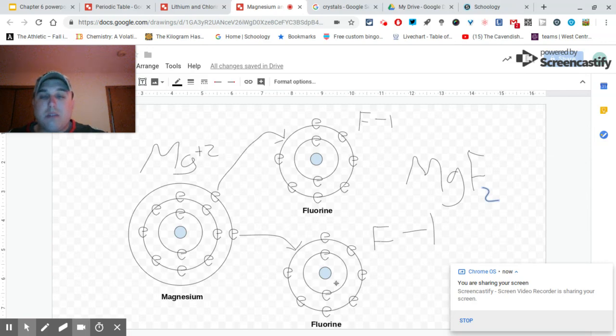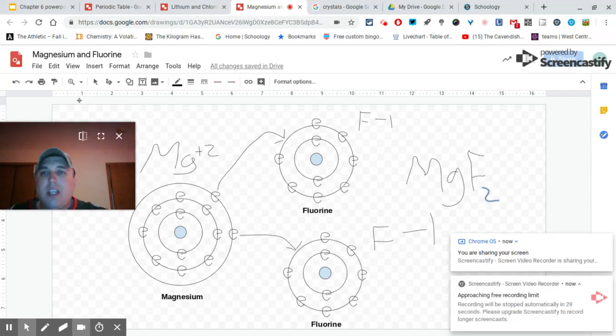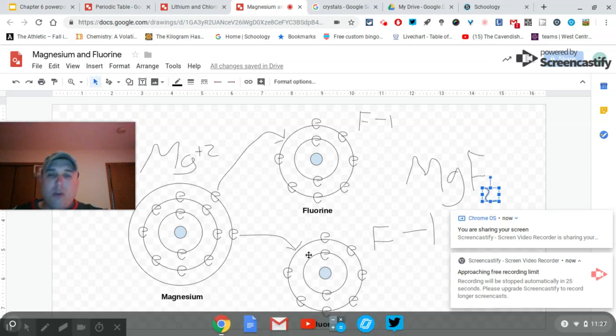Now you might ask, Mr. Steve, could I have put a different atom down here, not fluorine? You absolutely could have done that. It could have been chlorine, or it could have been bromine, any other ones that have 7. But the problem is I asked you to draw an ionic bond between magnesium and fluorine, and to do that you had to put fluorine here.